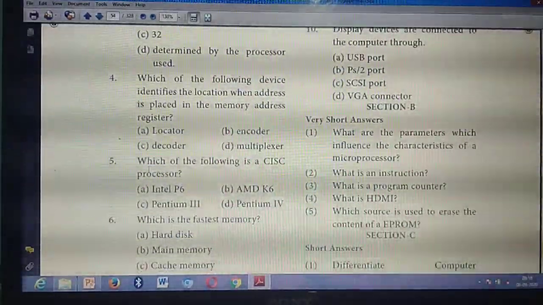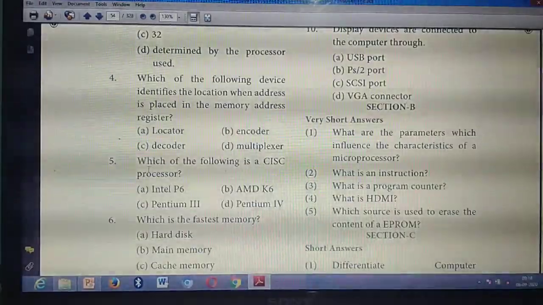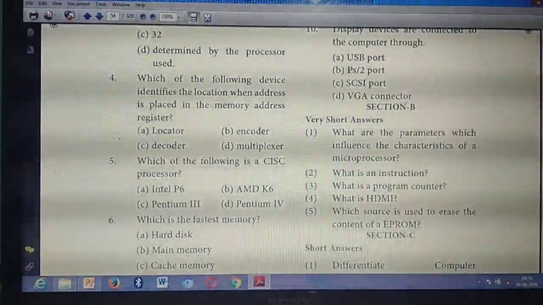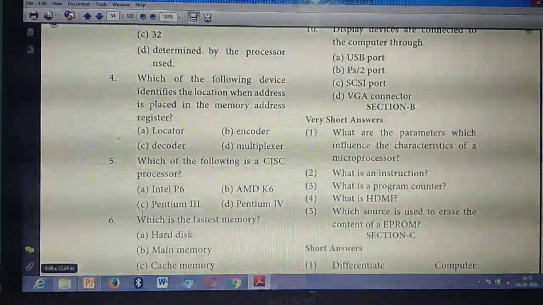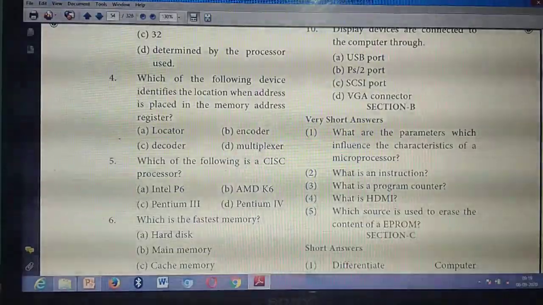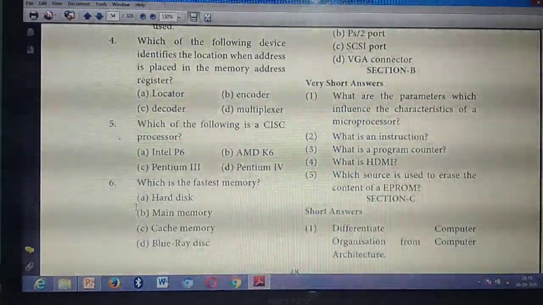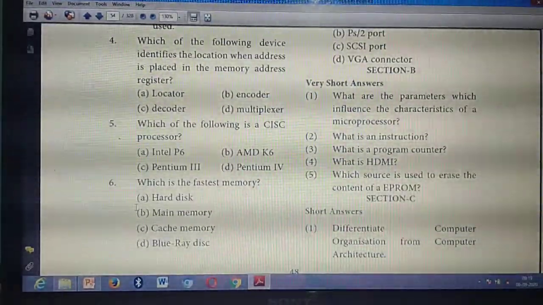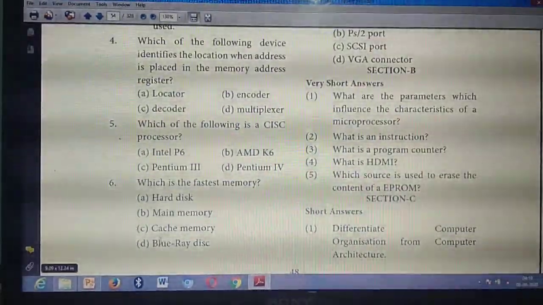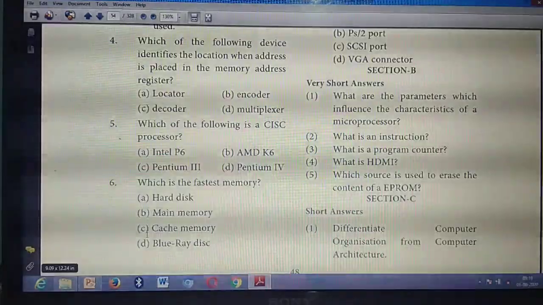Have you all marked? Fifth question. Which of the following is a CISC processor? The answer is option C, Pentium 3. Then sixth question, which is the fastest memory? Cache memory, option C. The sixth question answer is option C, cache memory.